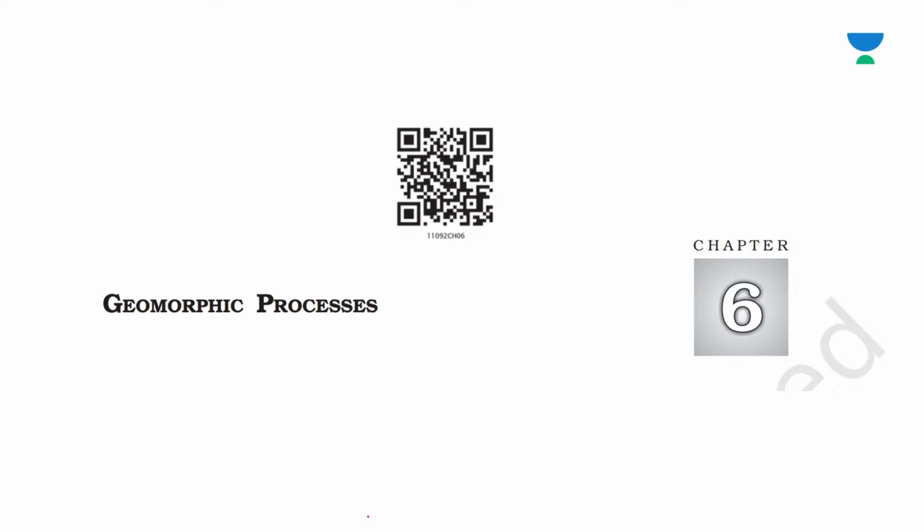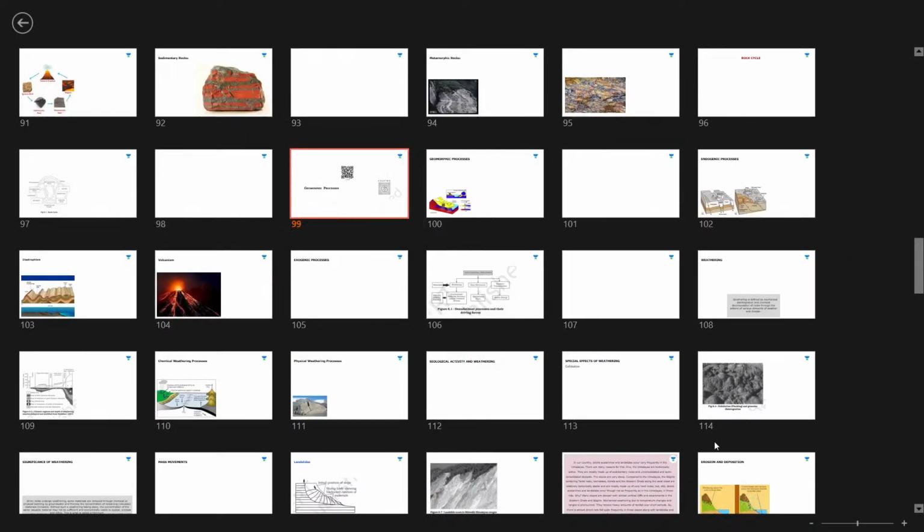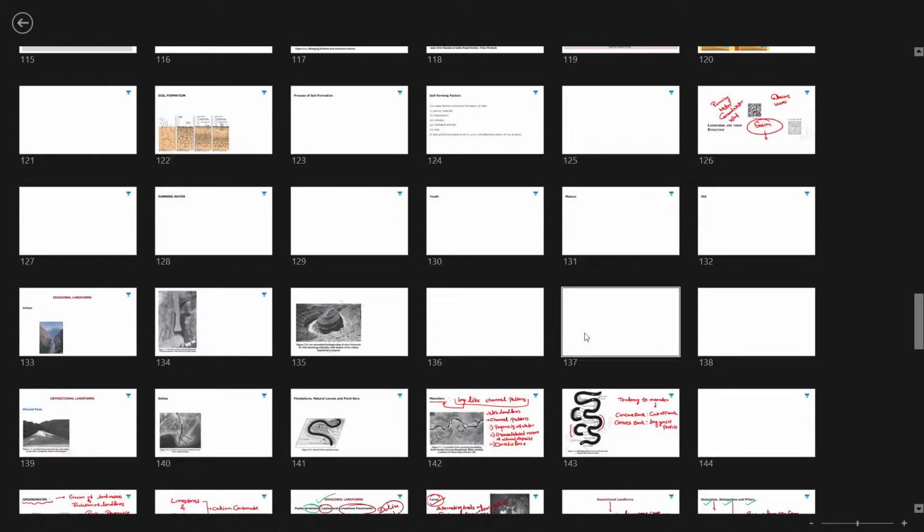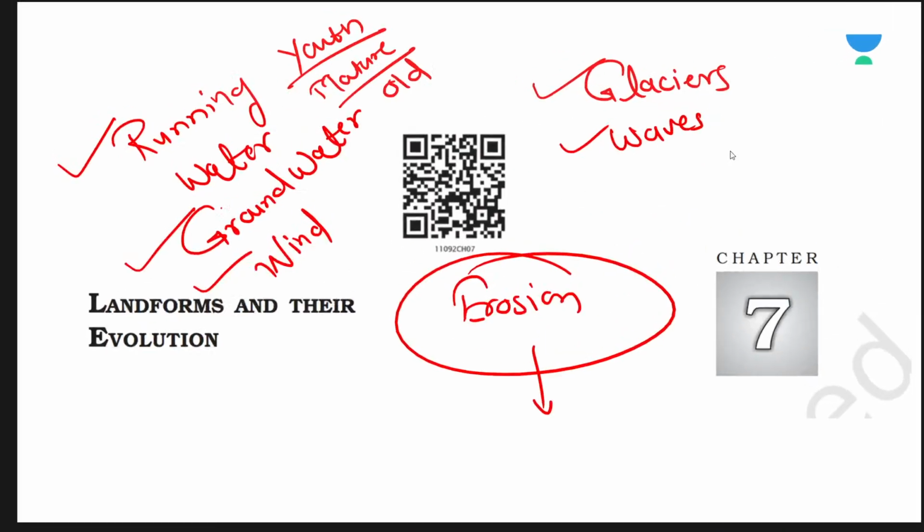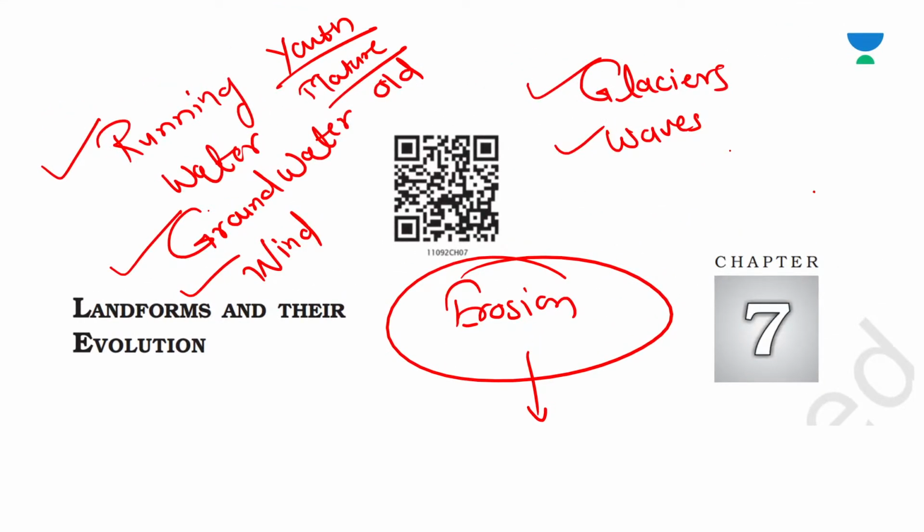then soil formation factors: parent material, topography, climate, biological activity and time we have covered. And then we have discussed the landforms and their evolution. So in this chapter we have discussed the landforms and their evolution.